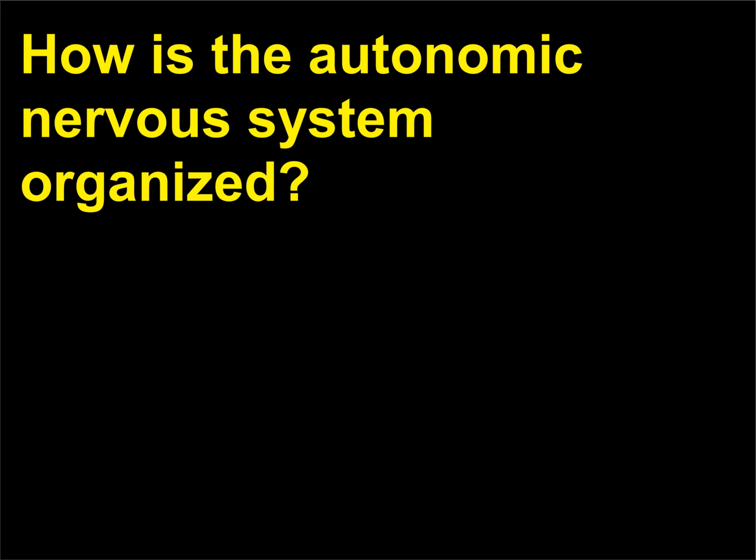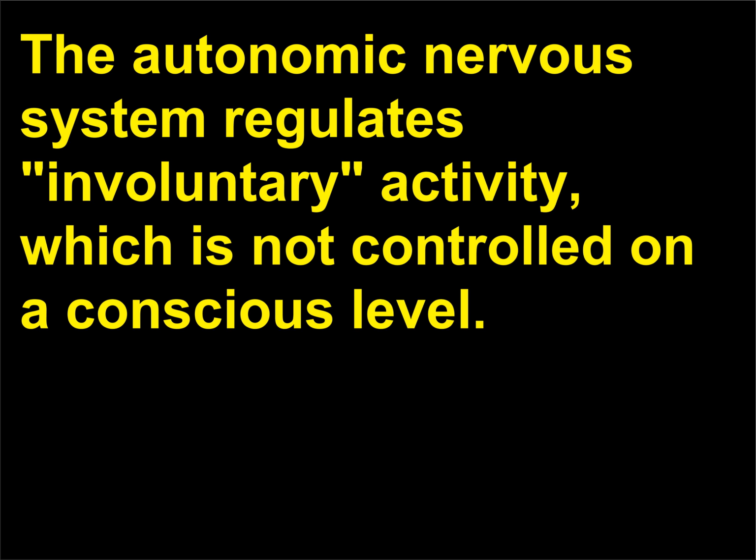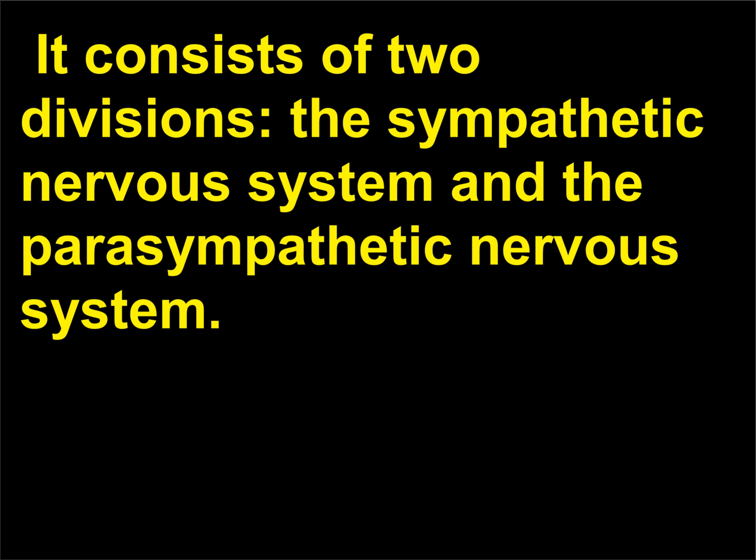How is the autonomic nervous system organized? The autonomic nervous system regulates involuntary activity, which is not controlled on a conscious level. It consists of two divisions, the sympathetic nervous system and the parasympathetic nervous system.